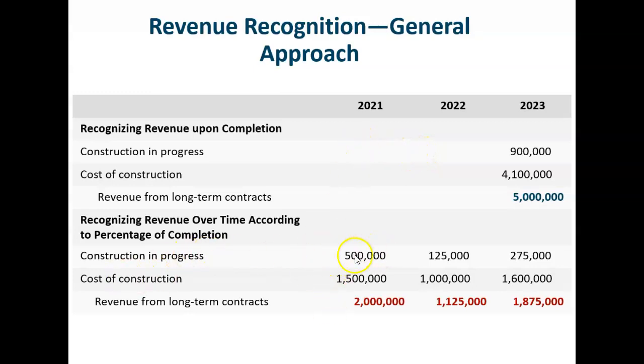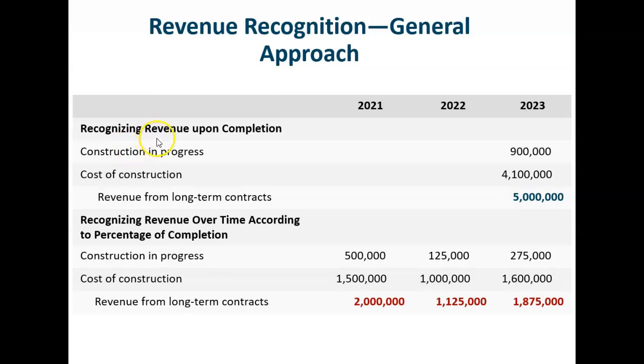This construction in progress each year is a debit to the asset account, construction in progress, for each year's profit. And that's the difference between the revenue recognized this year plus the $1,500,000 minus the $1,500,000 of construction costs, equals the $500,000 profit, which is debited to construction in progress. And the same is true for 2022 and 2023.